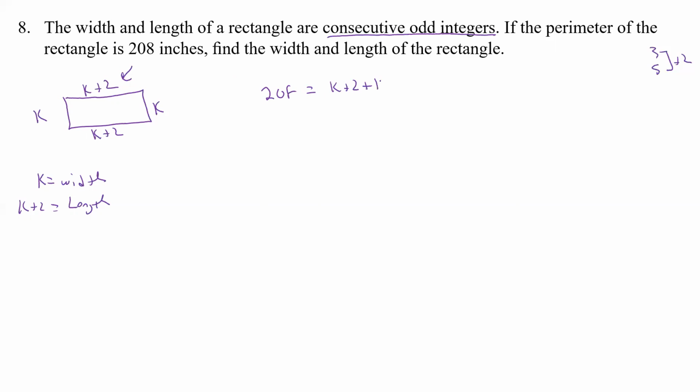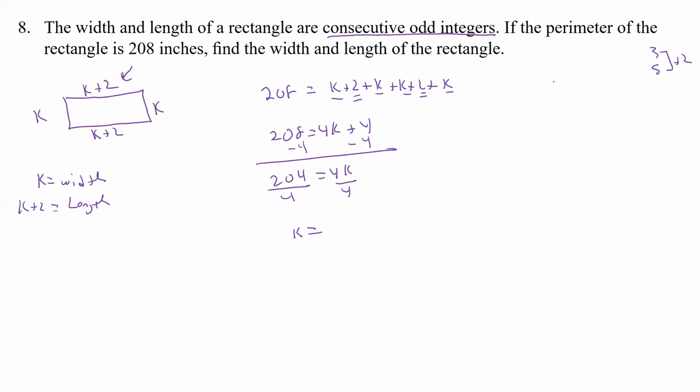K plus 2 plus k plus k plus 2 plus k. All right. So we have 1, 2, 3, 4 k's, and 2, 4 as the other part. So 208 equals 4k plus 4. Well, we subtract 4. So 204 equals 4k. Well, 4 times k is that, so if we divide by 4, we get k equals what? Well, 204 divided by 4, well, that goes in 5, that's 20. Subtract that, 0, bring down the 4. That goes in once, that's 4. Subtract that, 0. So k is 51, and it's in inches.